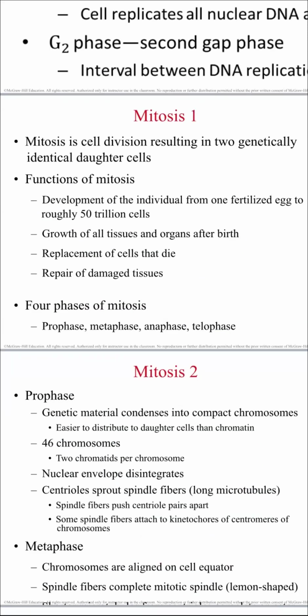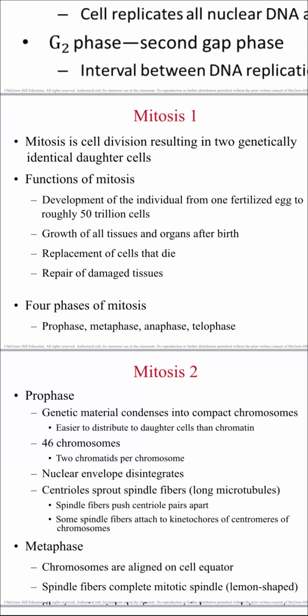Now, let's talk about the mechanism of mitosis. Mitosis is cell division that produces two genetically identical cells that we call daughter cells. The one cell that started the process is called the parent cell. So by the time we're done with mitosis, we produce two daughter cells. Those two cells should be identical to each other and identical to the original parent cell.